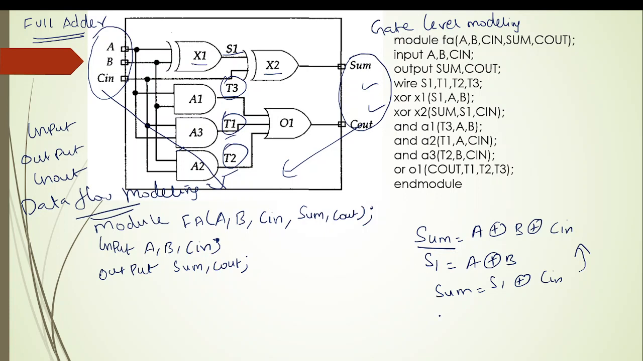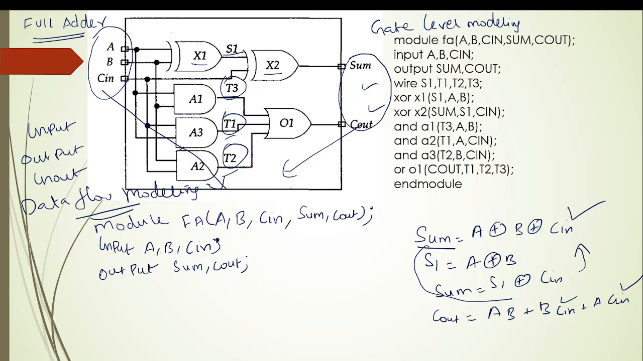Okay, next, what is cout? So cout is equal to AB plus BCin plus ACin. So this is the expression for cout. So I can directly write the program by using this statement and this statement. In two lines I can complete the code. Otherwise I can use this and this for writing the program. It is up to you to decide which statement I can use.